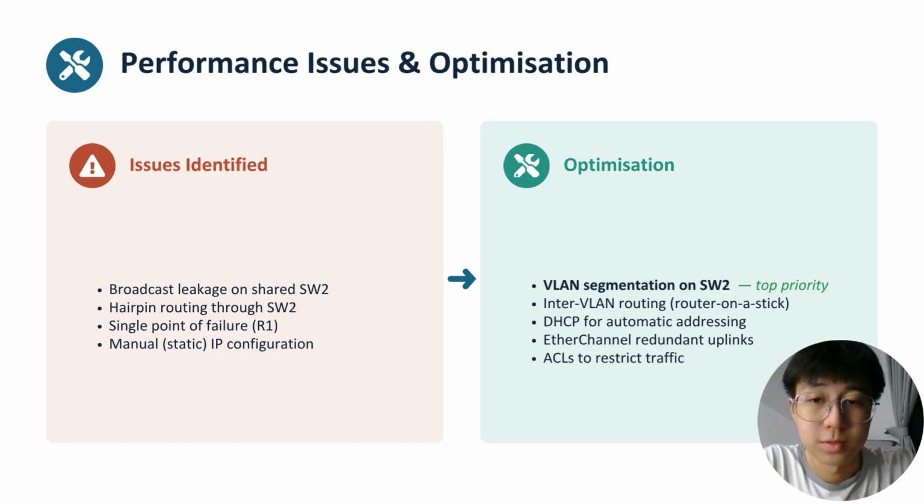So these are our solutions. The first is VLAN segmentation on switch 2 so that we can separate HR, Finance, and Sales into separate VLANs. This is our top priority since it directly eliminates the broadcast leakage. We'll pair that with router-on-a-stick for inter-VLAN routing, add DHCP for automatic addressing, EtherChannel for redundant uplinks, and ACLs to restrict traffic between departments that don't need to talk. So this bottleneck wasn't an oversight, it's a deliberate case study for performance analysis.